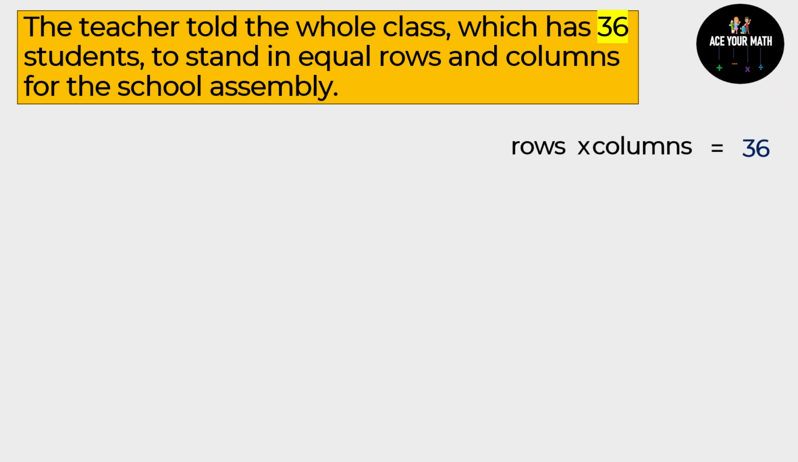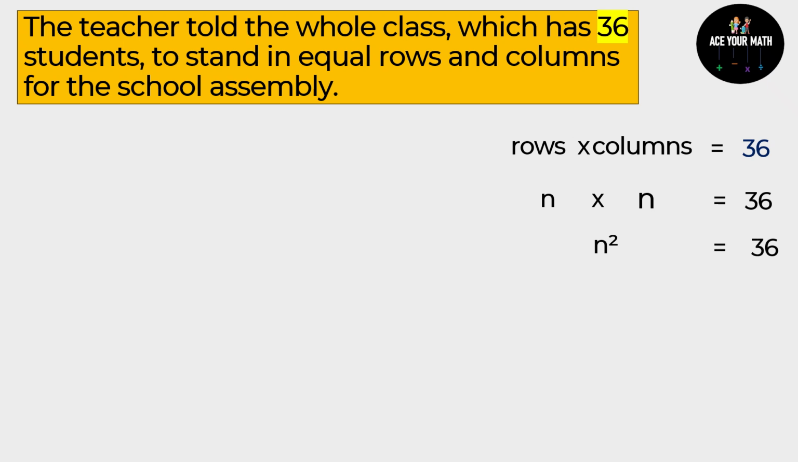Now let's say we don't know which number, on being multiplied by itself, will give you 36. So you need to assume it. Let's say you take the number of rows as n. You will take columns also as n, because rows and columns have to be equal. Now n multiplied by n will give you 36.